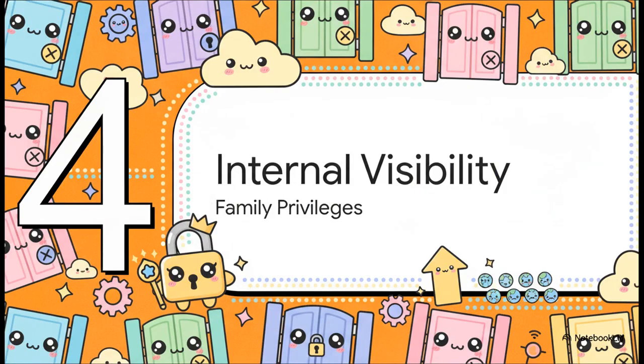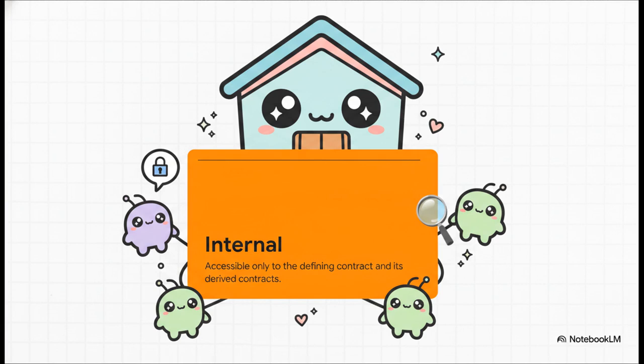Section 4. Family privileges, internal. Now we cross the boundary, completely closing the door to the outside world to focus purely on internal logic. The internal modifier is kind of like the family room of your house. Outsiders aren't allowed in. Only your contract and its kids, meaning derived contracts that inherit from your base contract, can access this logic. If you're an object-oriented programmer, this is basically identical to the protected keyword.